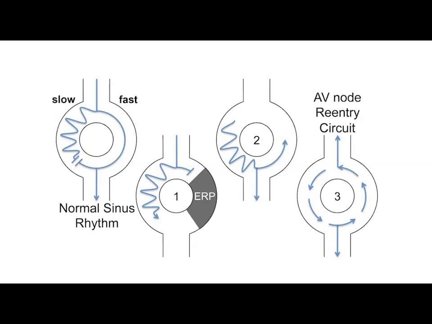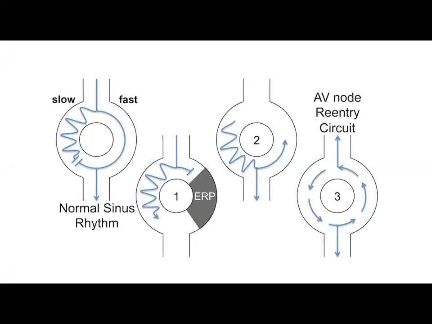The fast pathway has a long refractory period. The slow pathway has a short refractory period. So what happens is when you get a sinus beat, it goes down the fast pathway, it goes up the slow pathway, it meets the slowly conducting one about here, they cancel each other out, and the electrical activity gets down to the ventricle, no problem.